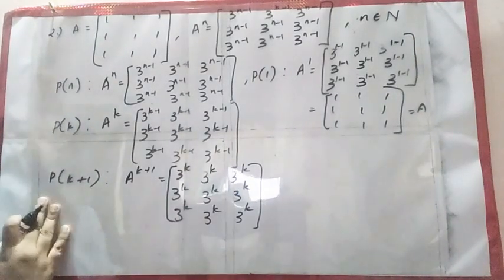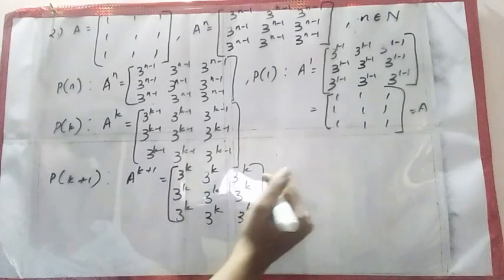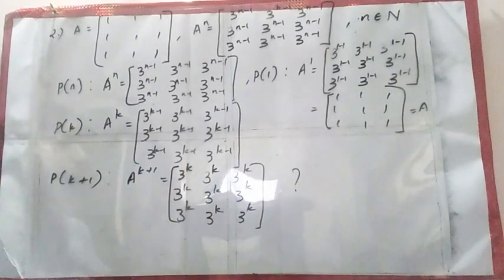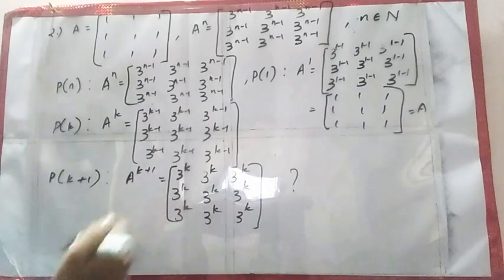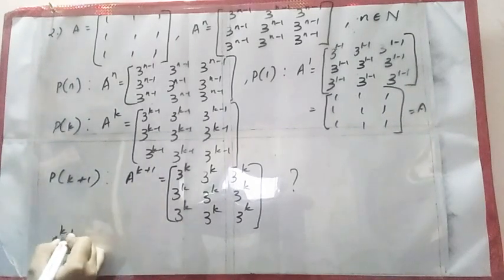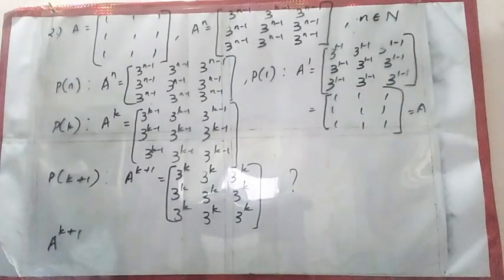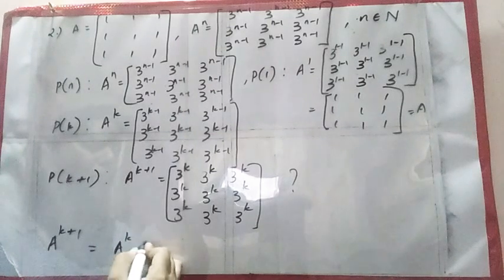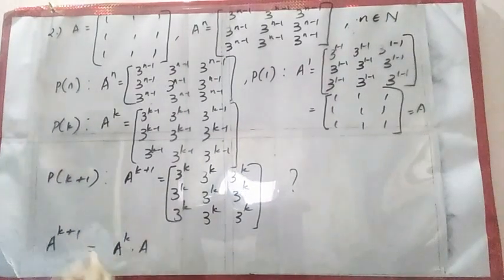That is, we have to prove that P(k+1) is true. That is, we have to show that the result is true. So in order to prove that, we are considering the LHS, A raised to k plus 1. A raised to k plus 1 can be written as A raised to k into A, by splitting the powers.